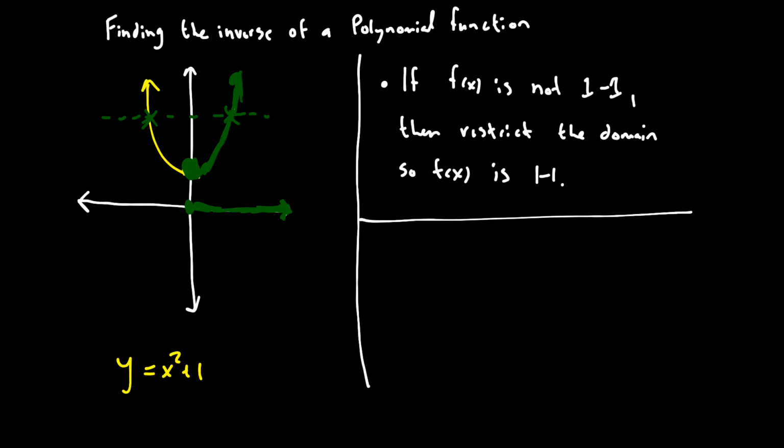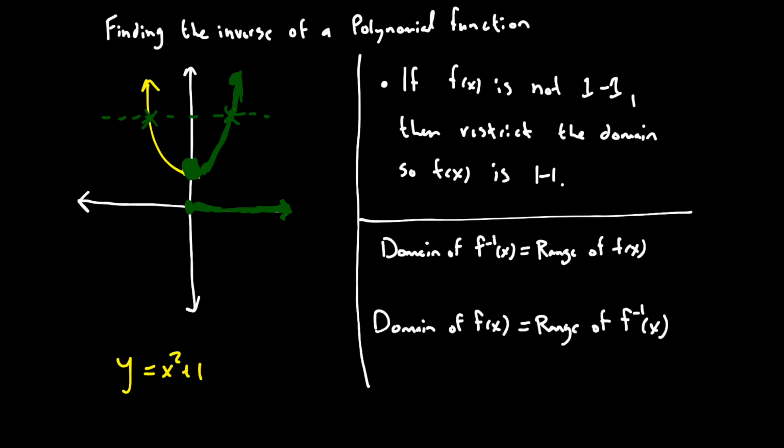Before we look at any examples, let's recall the following fact. The domain of f inverse is going to be equal to the range of f of x, and the domain of f of x is equal to the range of f inverse. This will be a useful fact whenever we're trying to find the inverse on a restricted domain.